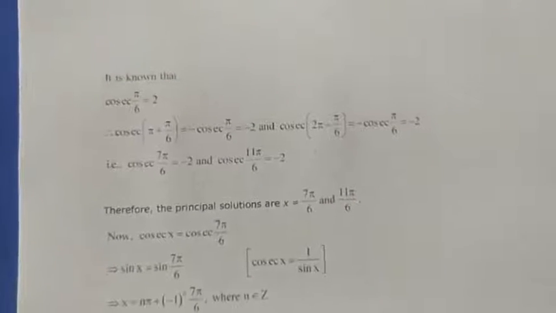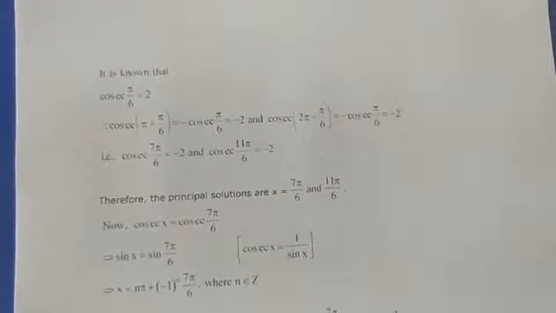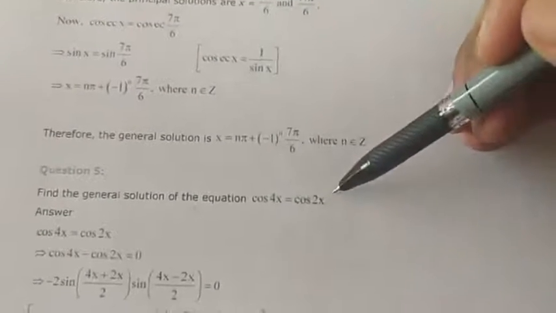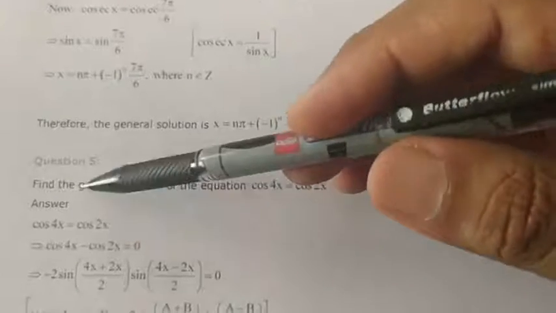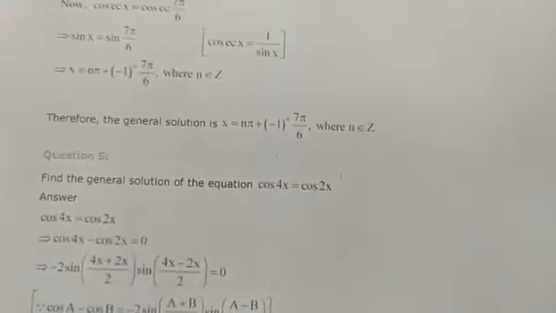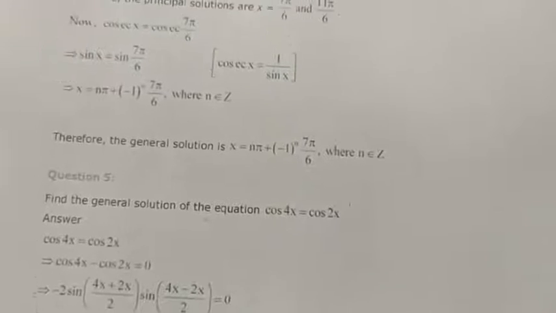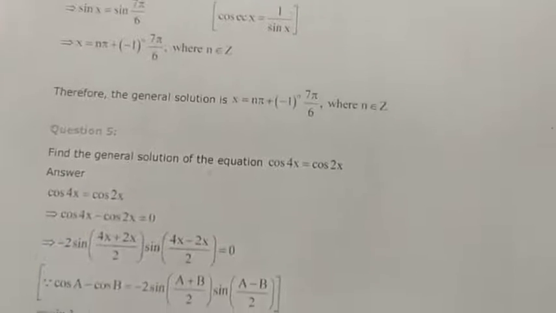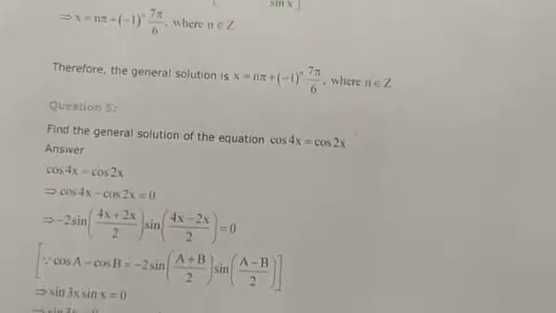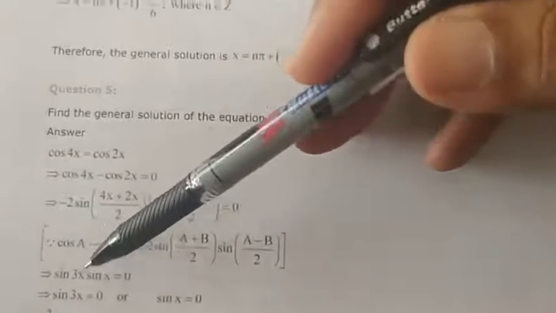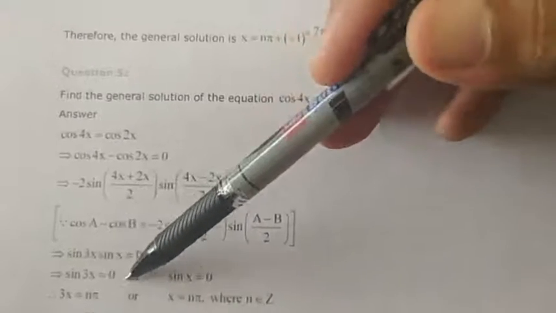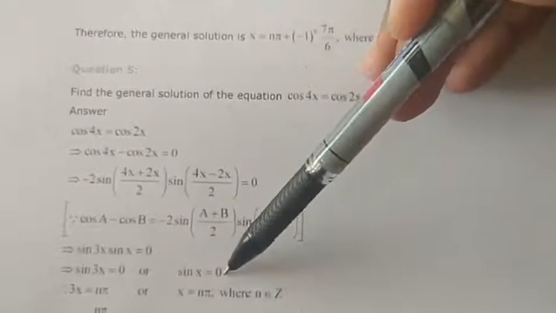See one more question. Like you have cos 4x equal to cos 2x. You have to find the general solution of the question. Take the cos 2x to the left-hand side and apply the C−D formula: cos C − cos D is equal to 2 sin((C + D)/2) sin((D − C)/2). After that you will get sin 3x sin x equal to 0. So you will put either sin 3x equal to 0 or sin x equal to 0.